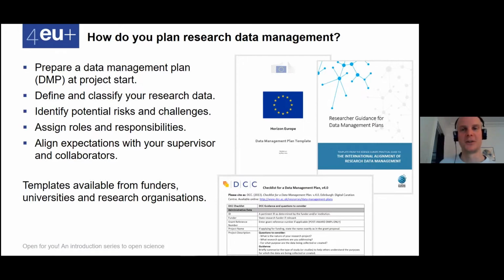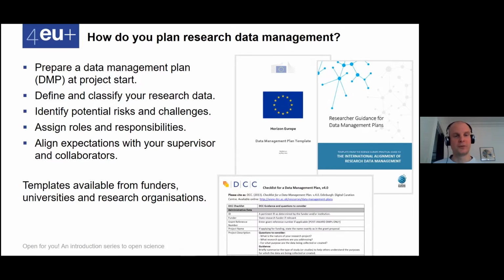Ceci will show you more in the second part. Start out with describing the types of research data that you're working with, by providing a definition and a classification, by identifying potential risks and challenges that follow your types of research data. And it's very important to clearly assign roles and responsibilities if you're working in collaboration: who is doing what, who is responsible for what. That will then help you to align expectations, for example, with your supervisor and collaborators.